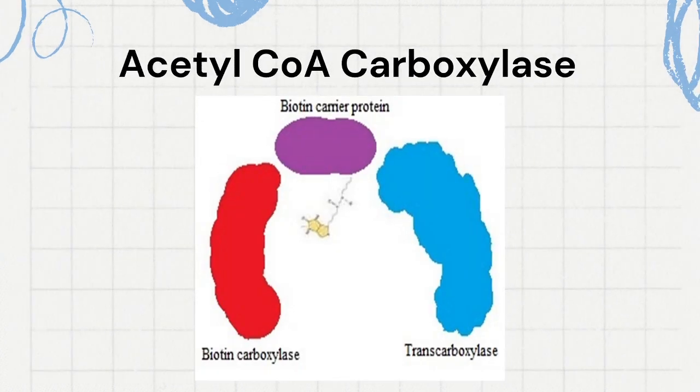This is the structure of acetyl-CoA carboxylase. The red part here is the biotin carboxylase. The blue part is the transcarboxylase. The violet part is the biotin carrier protein. This small yellowish structure here is the biotin.